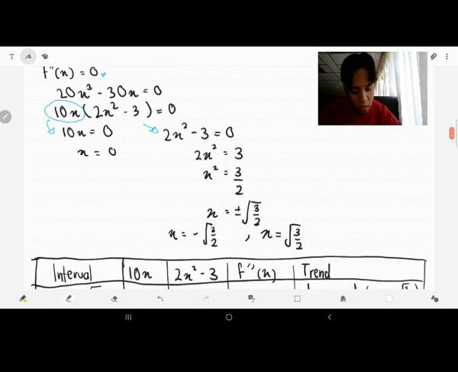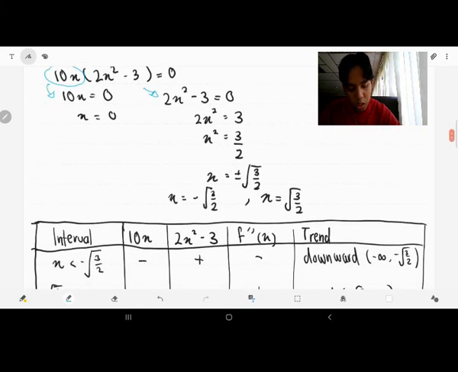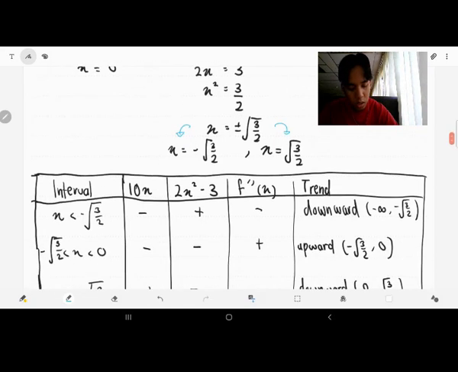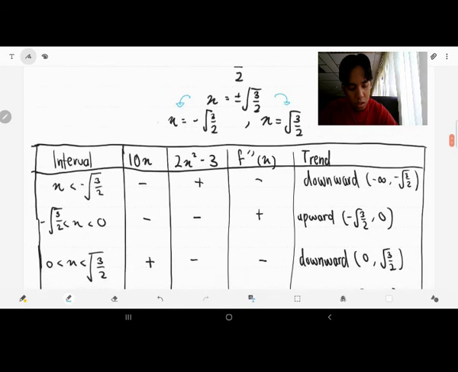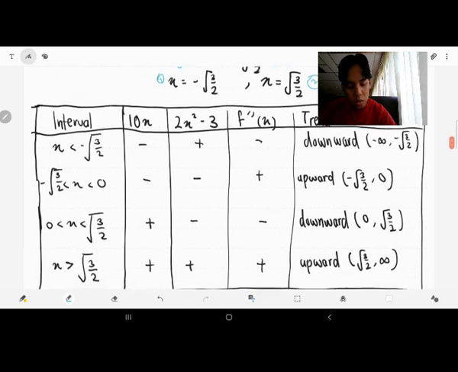And the second one is 2x^2 - 3 = 0. So 2x^2 = 3, x^2 = 3/2, and x is equal to plus or minus the square root of 3/2, which means x is equal to the negative square root of 3/2 and x is equal to the square root of 3/2.